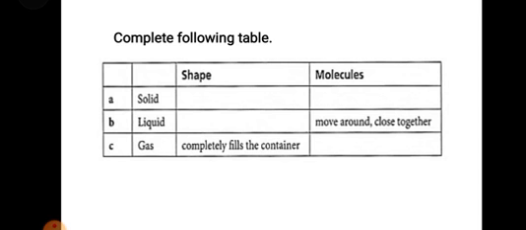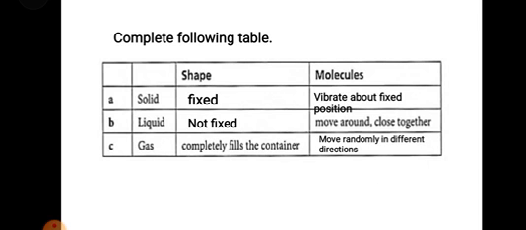Complete the following table. What is the shape of the solid? Is it fixed or not fixed or anything else? Shape of solids is always fixed, and the molecules move. How do the molecules move inside the solid? They vibrate about the fixed position. And what is the shape of liquid? Definitely it's not fixed. And what is the movement of the particles in the gas? The particles move inside the gas randomly in different directions.